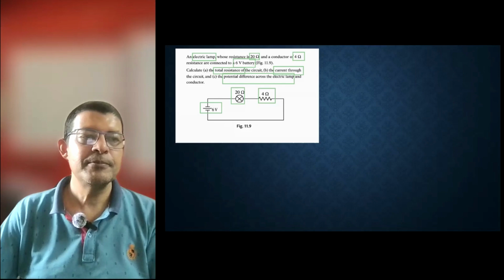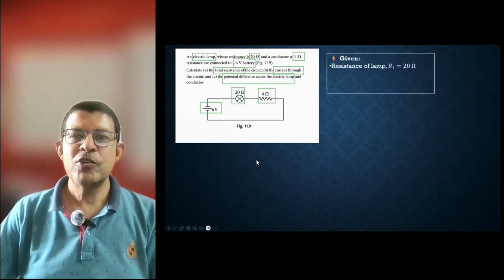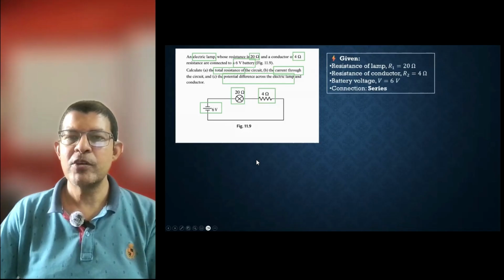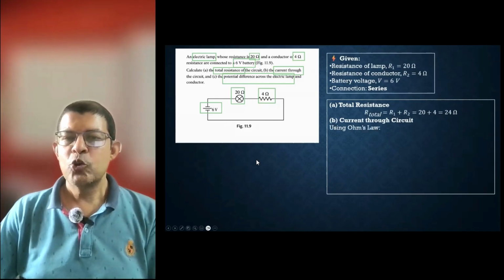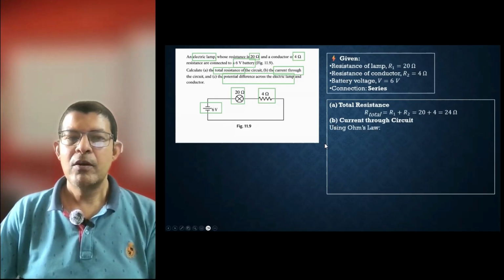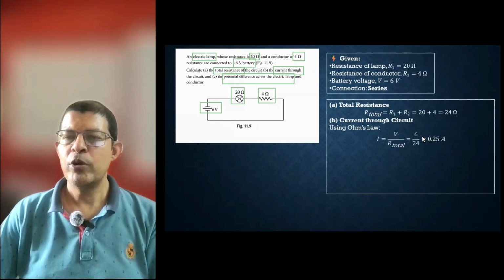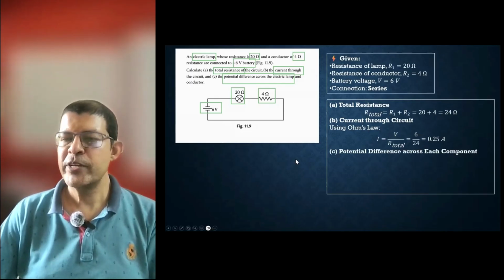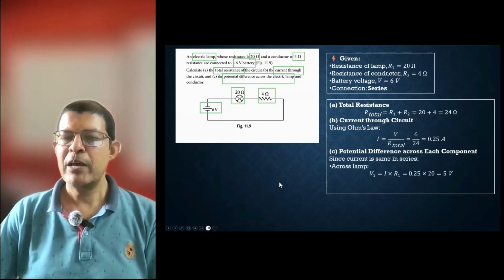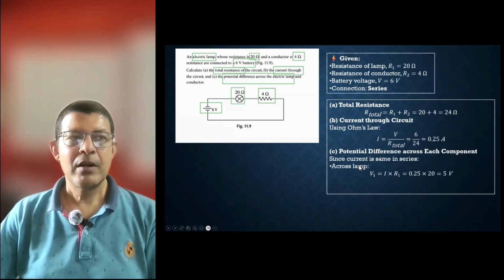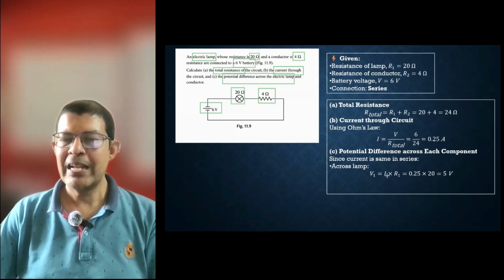So let us see the solution quickly. The resistance of the lamp, conductor resistance, and battery voltage are given. It's a series connection. And total resistance is the summation of the resistances, which gives 24. Using Ohm's law, we deduce the current, which is 0.25. Voltage is 6, 24 is the resistance. The potential difference across each component will be the same current I multiplied by the individual resistance, right? Across the lamp, the voltage will be current into the resistance of the lamp, which will give 5 volt.